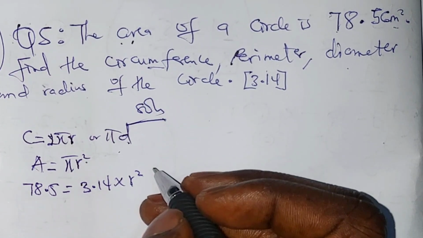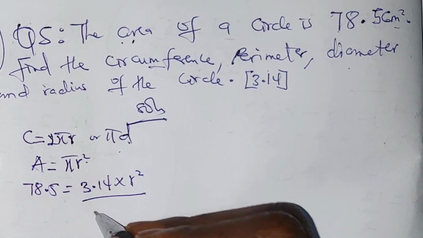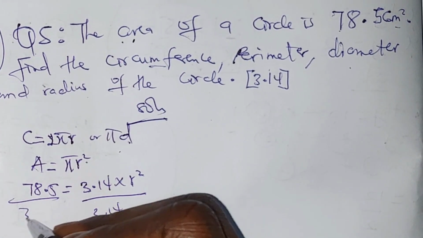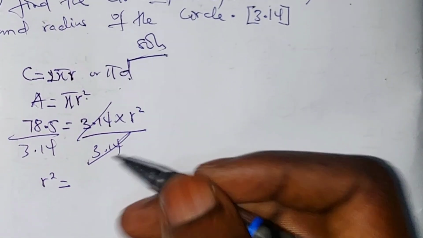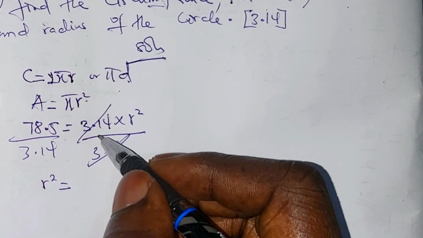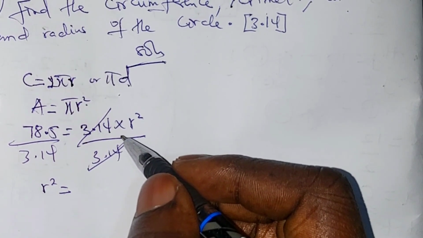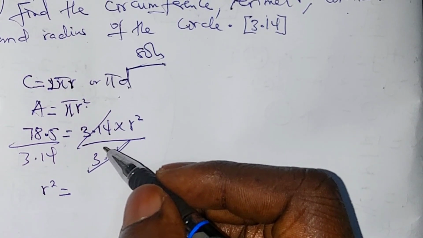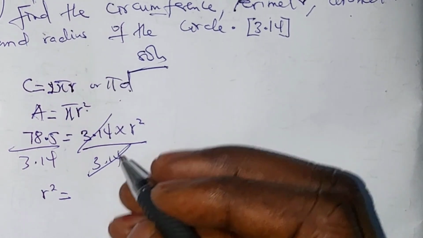Then the radius is not given, so we're looking for the radius. What we can do here is divide both sides by 3.14. We are dividing because the 3.14 is multiplying the r squared. So if we divide 78.5 by 3.14, we are going to get 25.